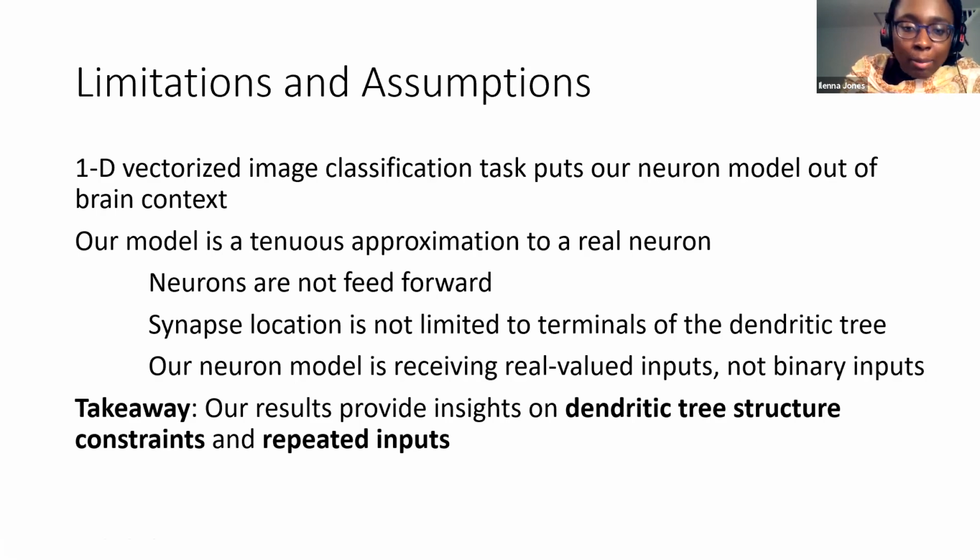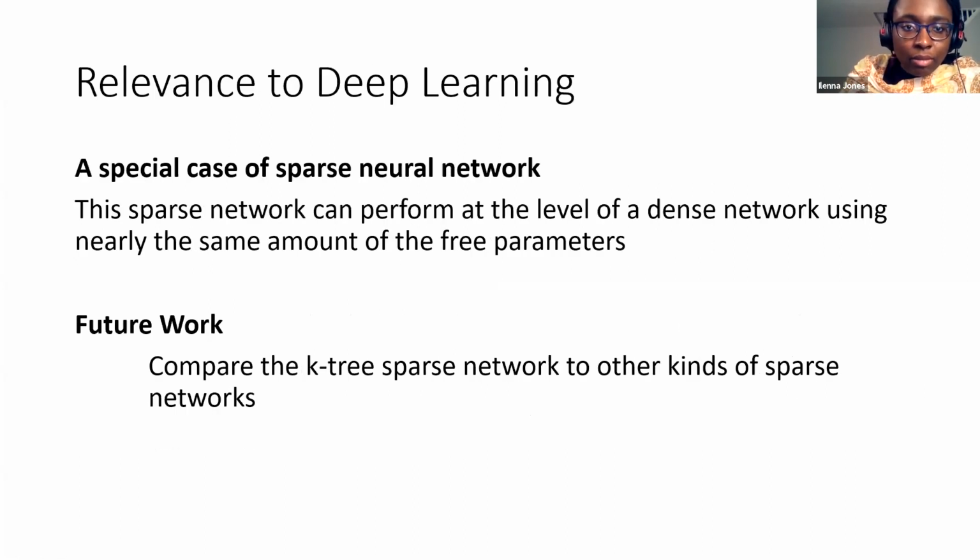But knowing all of these things that are biological properties of a neuron model that one might want are actually next steps in what we can do to make this model even closer to a neuron and be able to test each of these properties. We can test recurrence, we can test synapse location, we can test binary inputs. But for now, the takeaway is that our results provide inputs on dendritic structure constraints and repeated inputs.